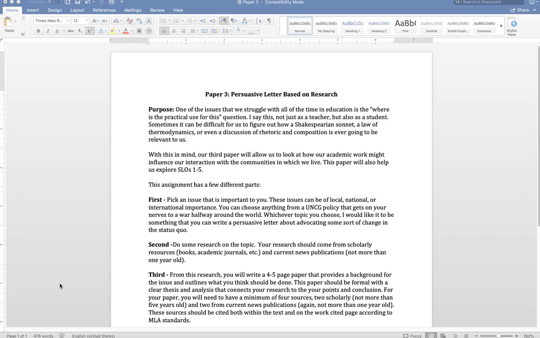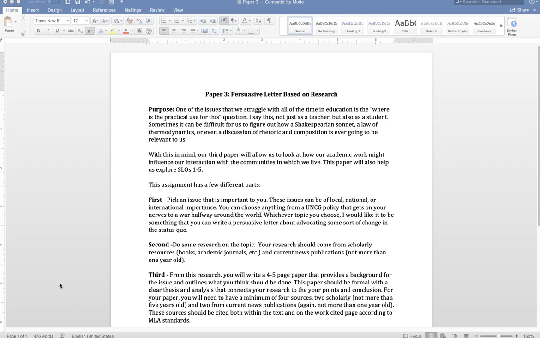So, this assignment has a few different parts. First thing that you're going to do is you're going to pick an issue that is important to you. We've talked about this a little bit throughout the semester. Some of you have written about issues that were important to you, especially in the first paper. My suggestion would be to start with those. Those might be great issues to explore for this. And these issues can be of local, national, or international importance.